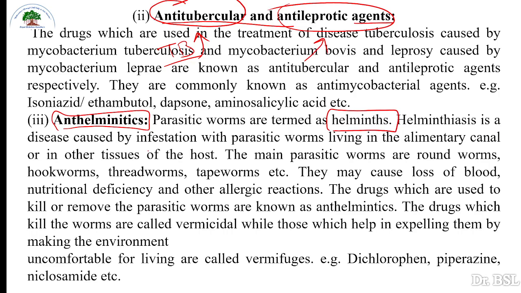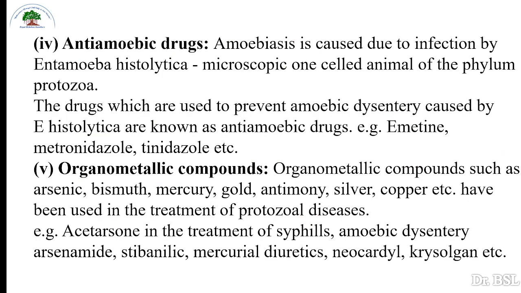Helminthiasis is the disease caused by infestation with parasitic worms living in the alimentary canal or in other tissues of the host. The main parasitic worms are roundworms, hookworms, threadworms, tapeworms. They may cause loss of blood, nutritional deficiency, and other allergic reactions. The drugs which are used to kill or remove the parasitic worms from the alimentary canal or from the body of the patient are known as anthelmintic agents.